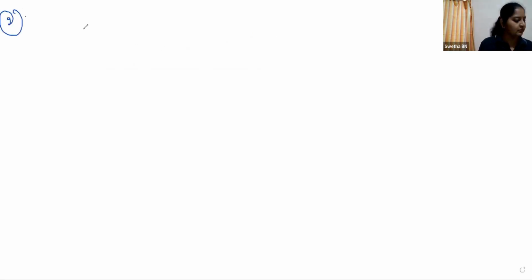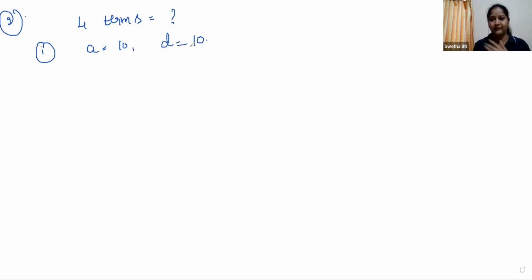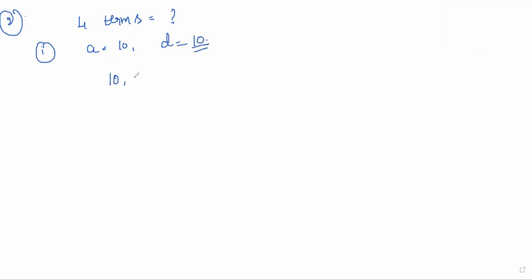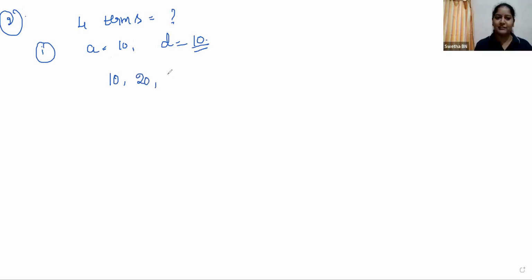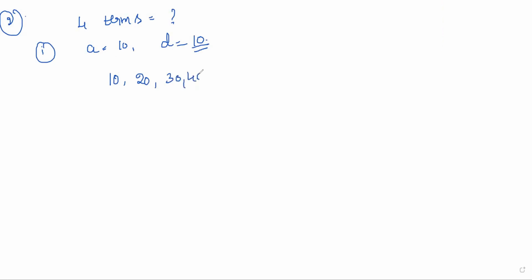The question is, you have to find the first 4 terms. A is given, that is 10. D is given, 10. If you know A and D, you can write the next numbers, right? So what is the first term? 10 here. The difference is 10. So what will be the next number? 20, ma'am. Yes, 20. What is the next number? Ma'am, 30. 30, 40, and so on.